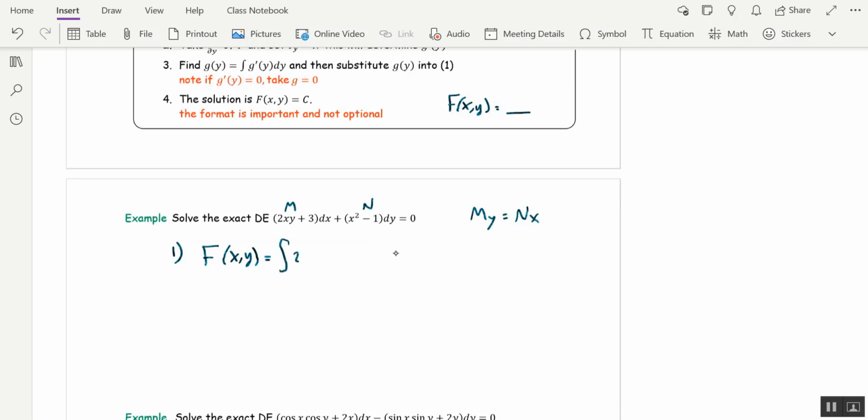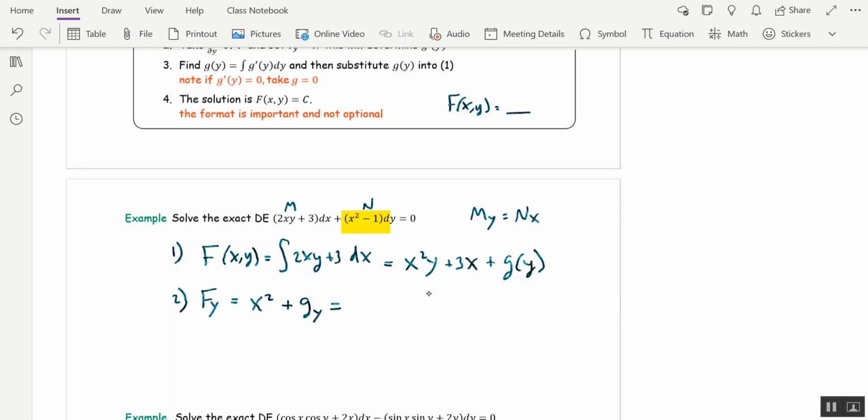Is the integral of 2xy plus 3 dx. And so that would be x squared y, think of y as being constant, plus 3x plus a constant, but your constant is a function of y. Step 2, take the partial with respect to y of your f in step 1. So that gives us x squared plus g sub y, the partial of g with respect to y. So step 2 is 2 steps. You take f sub y, and then you set it equal to n. So here's n, x squared minus 1. So there'll always be some matchup. The x squared and the x squared cancel, and that tells me that g sub y is -1.